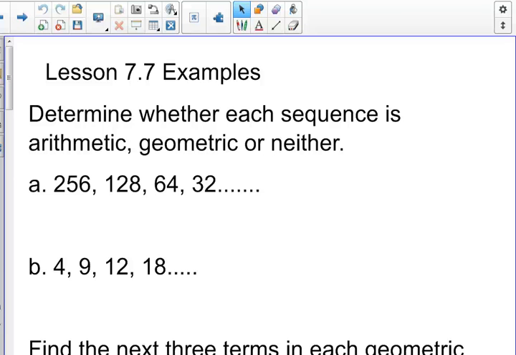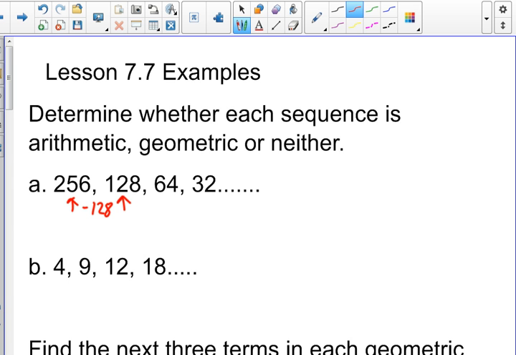All right, here's some examples for Chapter 7, Lesson 7 on geometric sequences. It says to determine whether each sequence is arithmetic, geometric, or neither. Remember, with arithmetic, you have a common difference. So you take the second term and subtract the first term. And what do you get? Well, when you subtract that, you get negative 128.